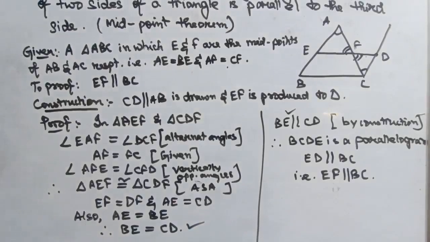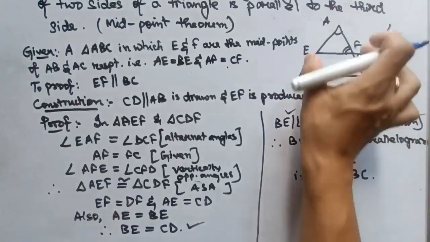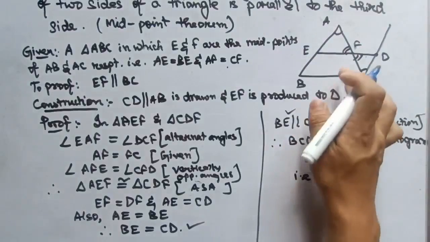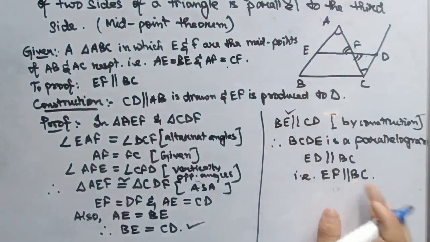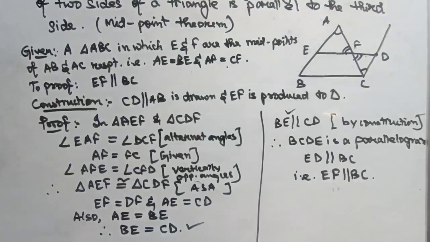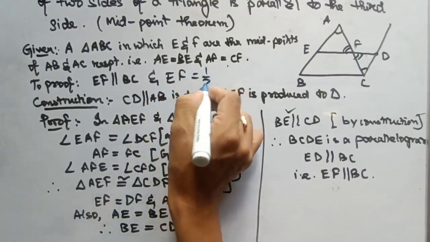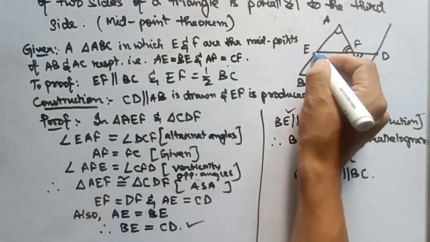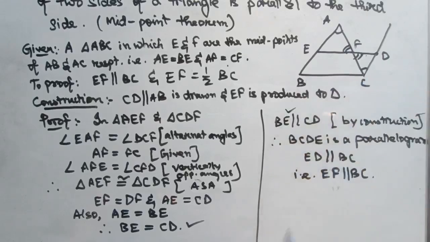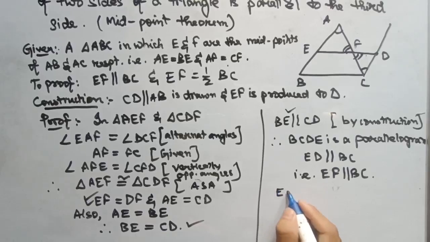Now we have proved that the side joining the midpoints of AB and AC, that is, line segment EF, is parallel to the third side of the triangle, BC. Also, from this theorem, we can prove that EF is equal to half of BC. That is, the length of EF is equal to half of BC. Let us try to prove this.